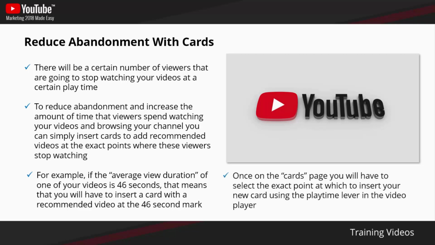Once on the Cards page, you will have to select the exact point at which to insert your new card using the Playtime lever in the video player. Then you have to click on the Add Card menu button and then on the Create button corresponding to the video or playlist option. Now select one of your videos from the Uploads tab, and then click on the Create Card button. Now a card with a suggested video from your channel will appear during playtime before viewers decide to stop watching your video.